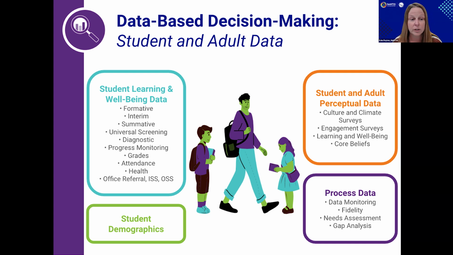School teams might also look at perceptual data, such as perceptions of the learning environment, values and beliefs, attitudes, and observations. Decades of research has indicated that students don't learn from people that they don't like and in places where they don't feel safe or a sense of belonging. Finally, school teams might look at school process data. Examples of this type of data include fidelity to instructional materials and practices, needs assessment, and gap analysis.